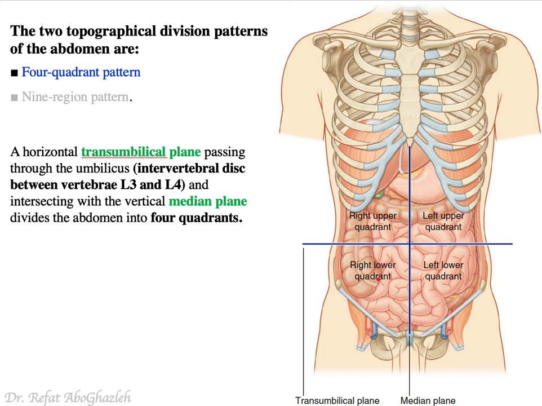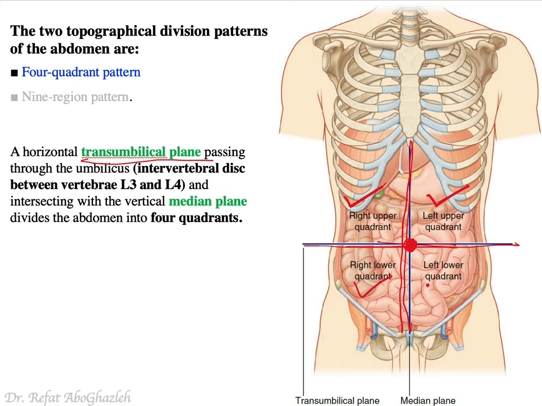First of all, I will start with the four quadrant pattern. It's pretty easy. With the patient lying down, just divide the abdomen by imaginary lines into four regions by two transumbilical planes. So it's pretty easy and direct. That means we need two planes, both of them passing through the umbilicus, this one and this one. Because they pass through the umbilicus, we call them transumbilical planes. One is horizontal and one is vertical. That's it. Through these two lines you divide the abdomen into four quadrants, two superiorly and two inferiorly.